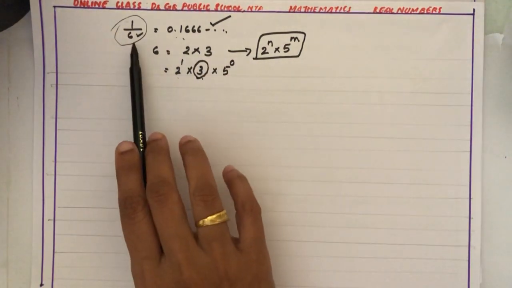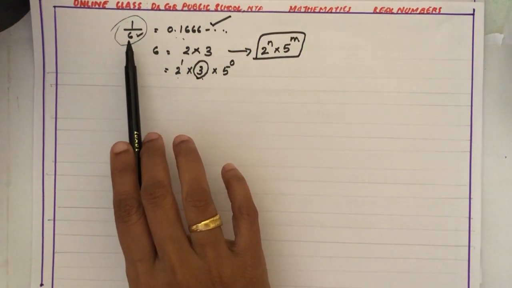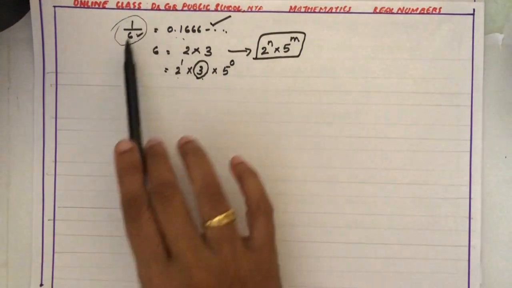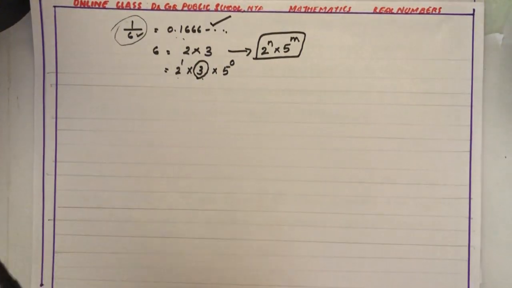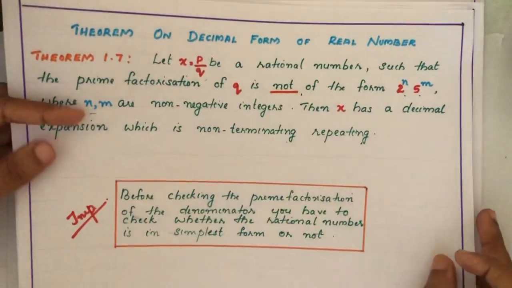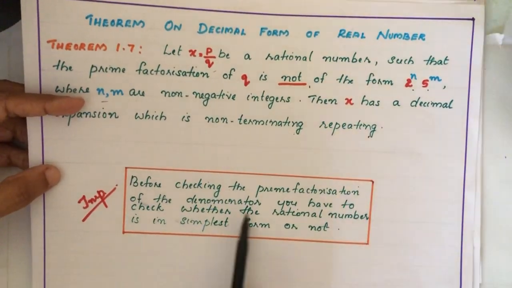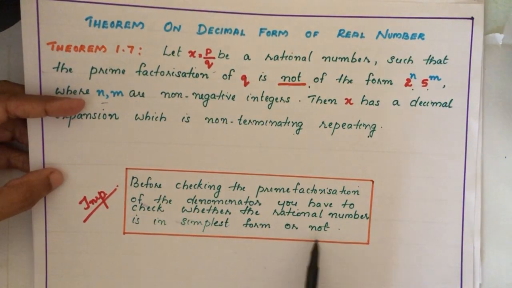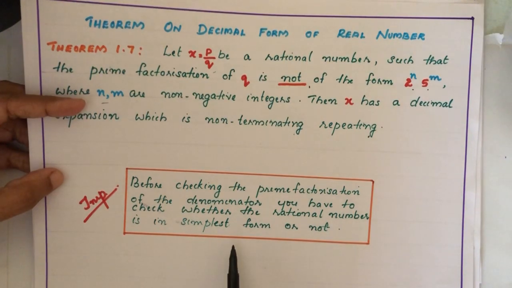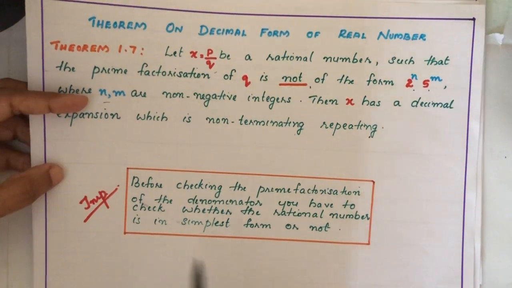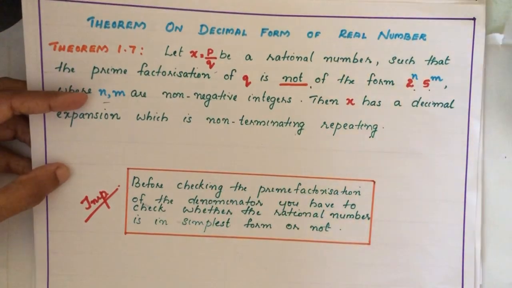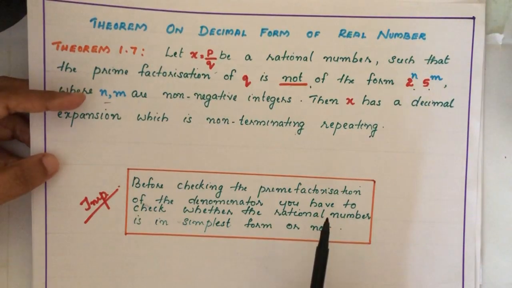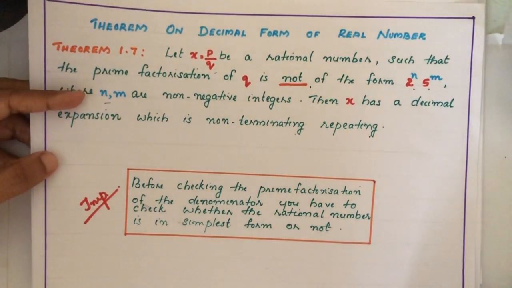But before checking the prime factorization of the denominator, you have to verify whether p and q are co-primes. That is very important. Before checking the prime factorization of the denominator, you have to check whether the rational number is in simplest form or not. Then only you have to verify whether it has terminating decimal form or non-terminating decimal form. So these are the theorems about the decimal form of a rational number.